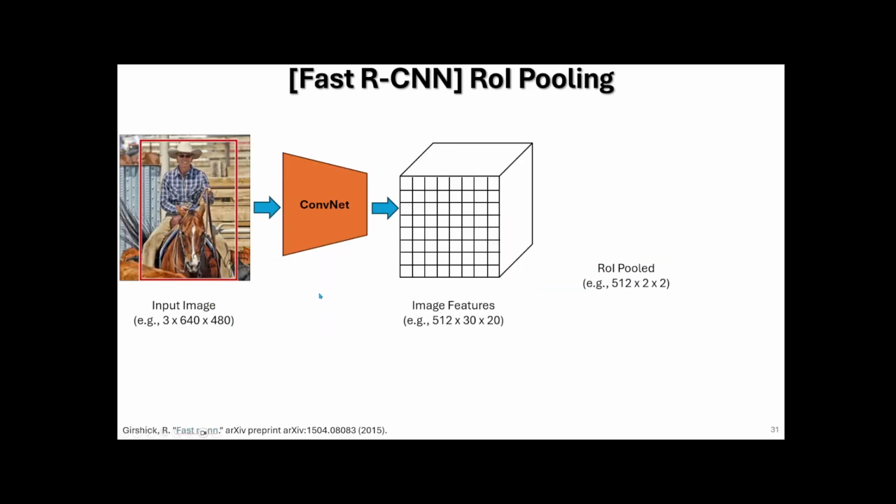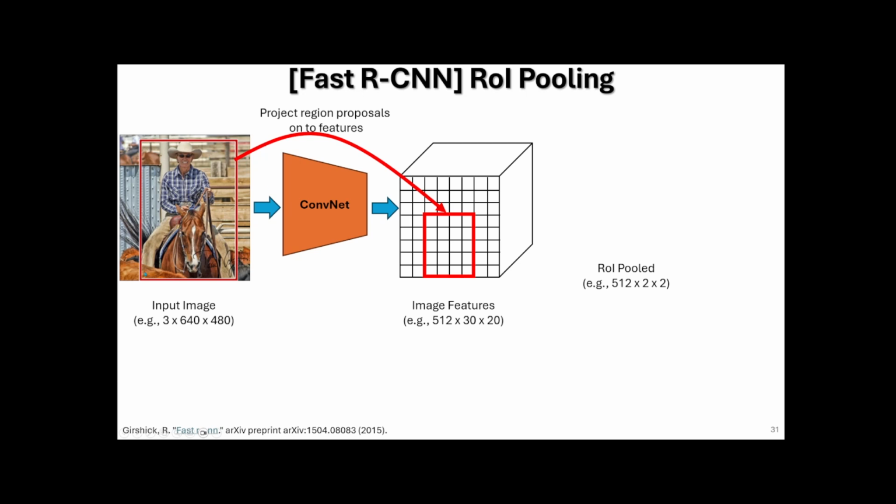And let me explain the ROI pooling in more detail here. You have the image, you pass it through a convolutional network, and you have a feature layer here. Let's say the image size was 640 by 480. I took it from the original paper, that's why these dimensions, color image. So 3 by 640 by 480. The feature map has dimension 512 features with height and width 30 by 20.